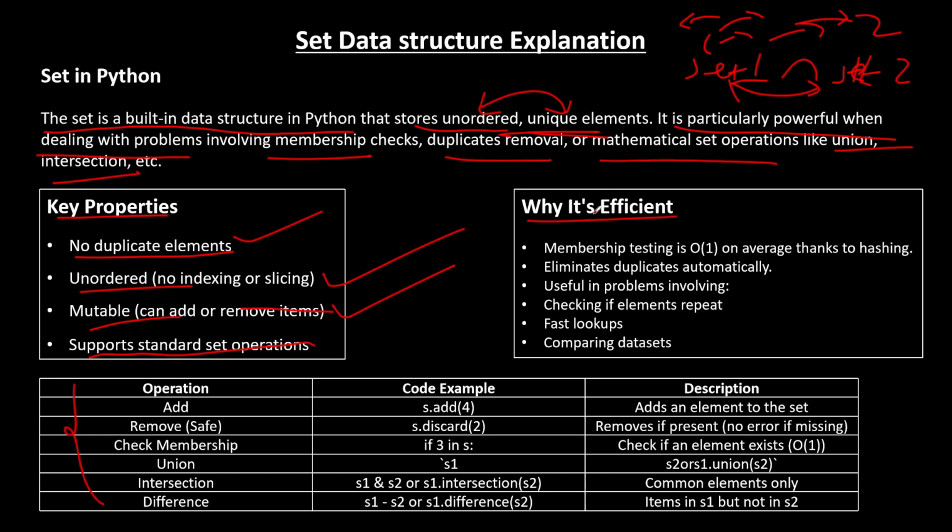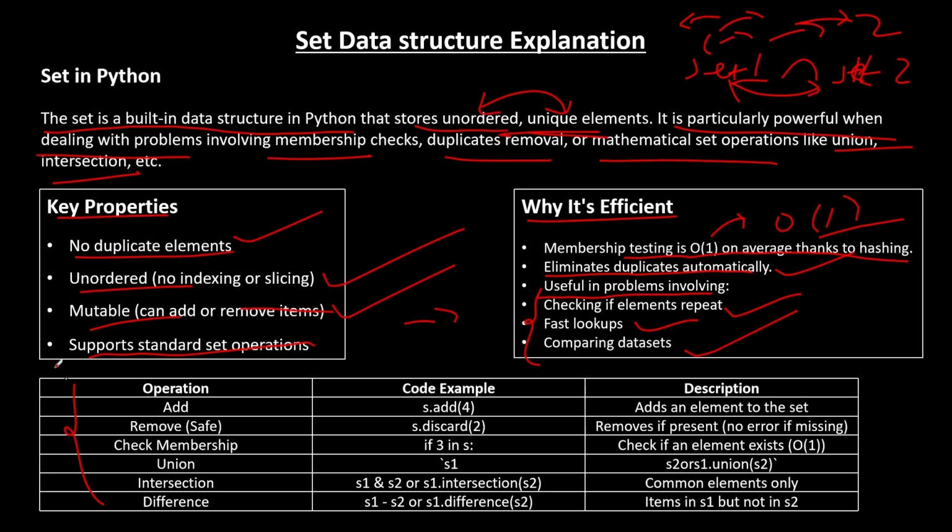Why we are using set in our DSA problems, because testing is O of 1 average thanks to hashing. It takes only O of 1 time on average to do any operation of a set. It eliminates duplicates automatically, efficient, useful in problems involving checking if elements repeat itself, basically duplicate elements. Fast lookup whether this element exists in the set or not, and comparing data sets.